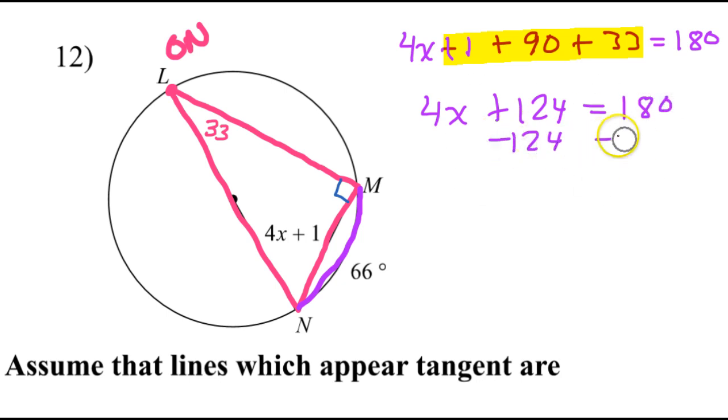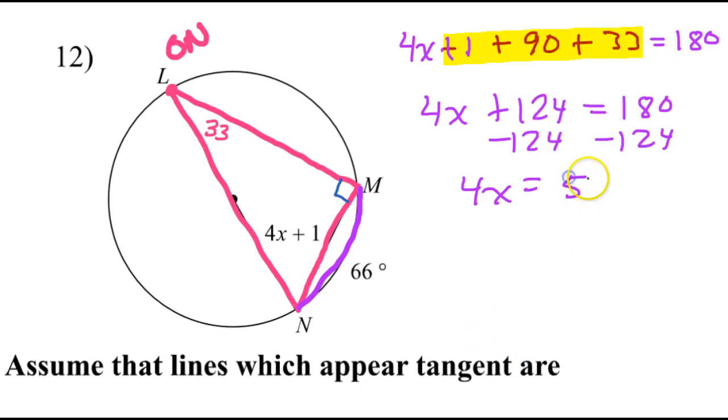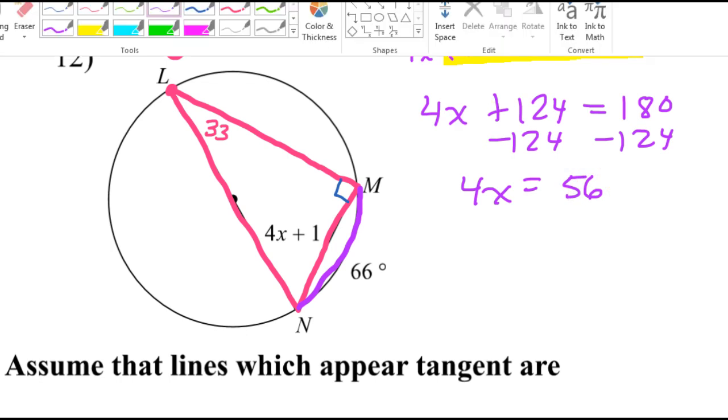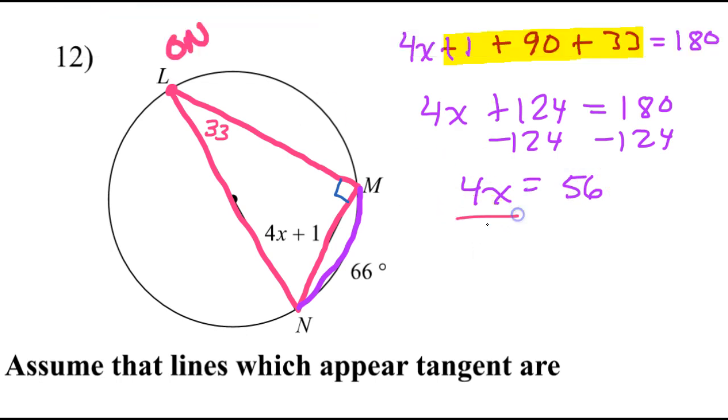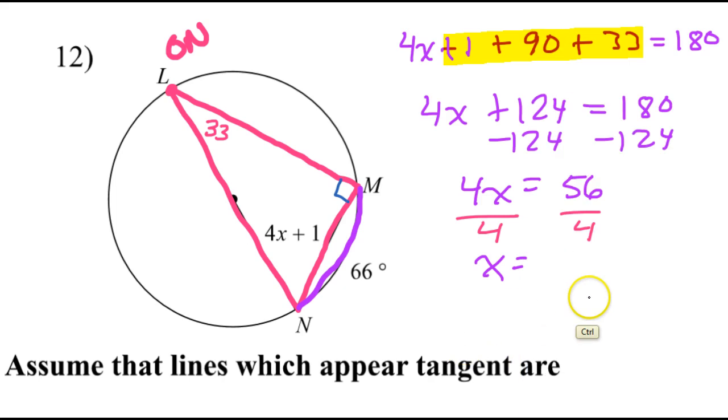If I subtract 124 from both sides, that's 56. All right, so that is going to be 14. So x is 14.